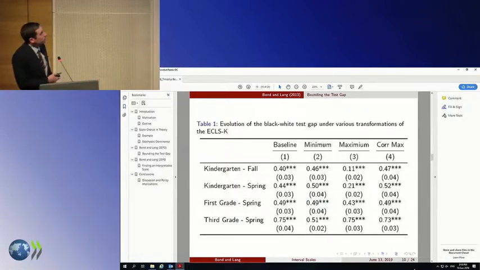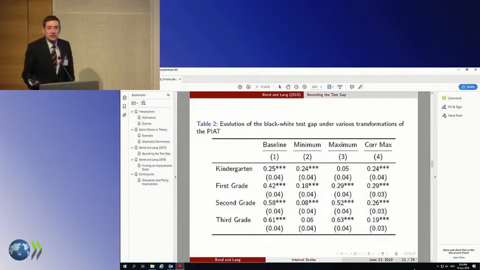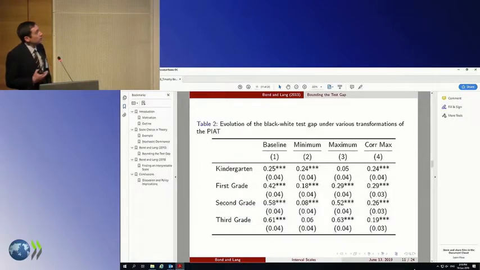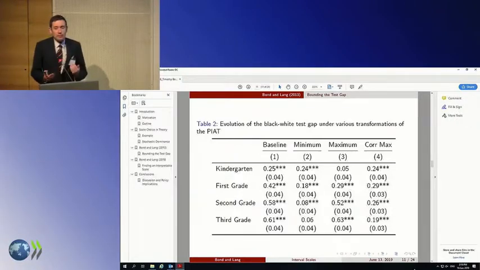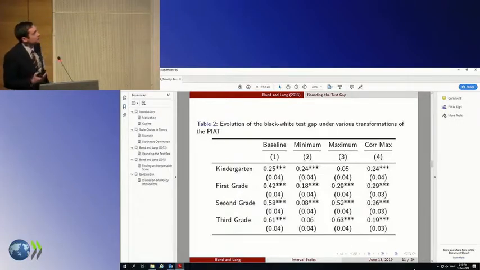Now, what about we go to the CNLSY for the PIAAC test? Column 1 is again the baseline, and we see a pattern that looks very similar to what we see in the ECLSK and in the Fryer and Levitt papers, where the gap in kindergarten is 0.25, so fairly small, and it grows rapidly to third grade to become 0.61. Now what's interesting is we look at the minimum gap, so we're instead going to choose a scale that minimizes the growth of the gap between kindergarten and third grade. We see a gap of about the same as we see in the baseline, but by third grade it's eliminated.